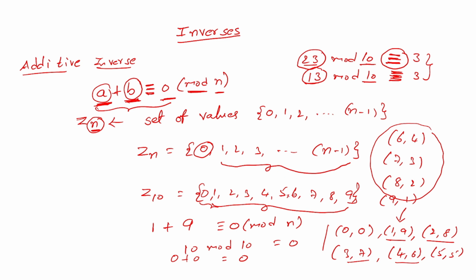For 1, it is 9. For 2, the additive inverse is 8. For 3, it is 7. For 4, it is 6. For 5, it is 5. If you observe, each value has a unique additive inverse value, and all of those are different values. This is additive inverse. And coming to multiplicative inverse.